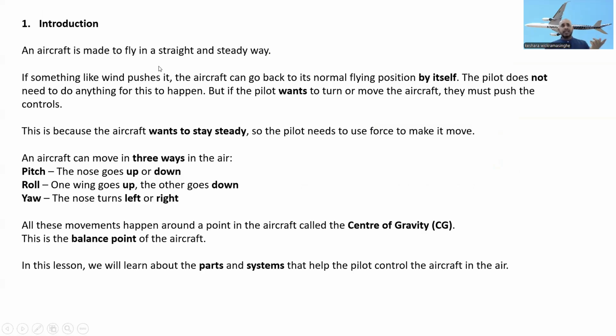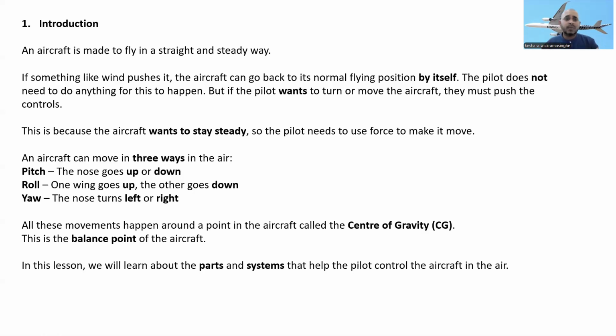An aircraft is made to fly in a straight and steady way. If something like wind pushes it, the aircraft can go back to its normal flying position by itself. The pilot does not need to do anything for this to happen. But if the pilot wants to turn or move the aircraft in any direction, they must use the controls. This is because the aircraft wants to stay steady, so the pilot needs to use force to make it move. It means if the aircraft is flying, it just flies, but if you want to move to another place or another direction, you must use the controls, right?